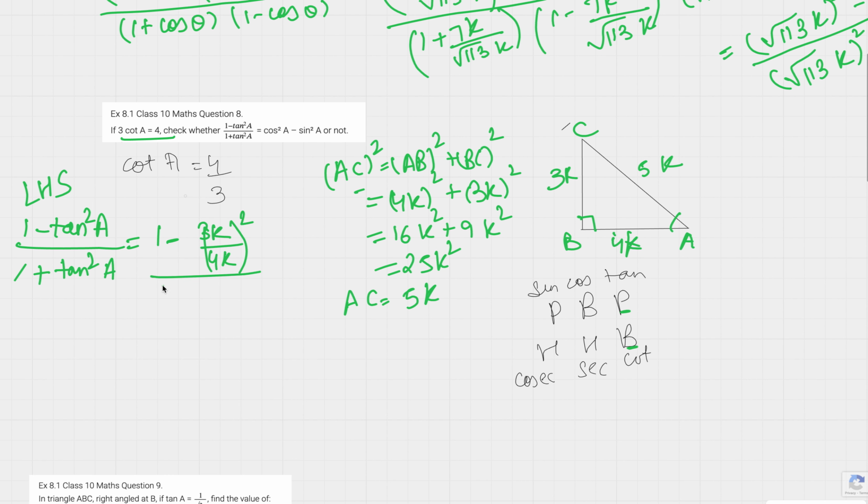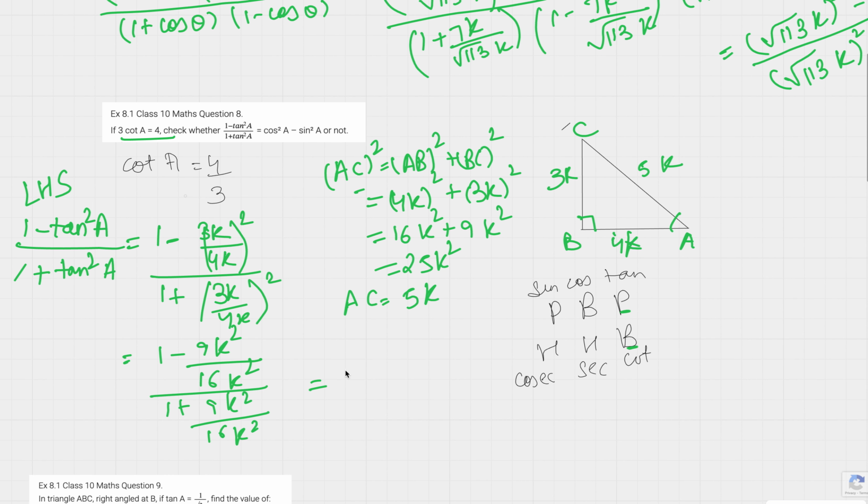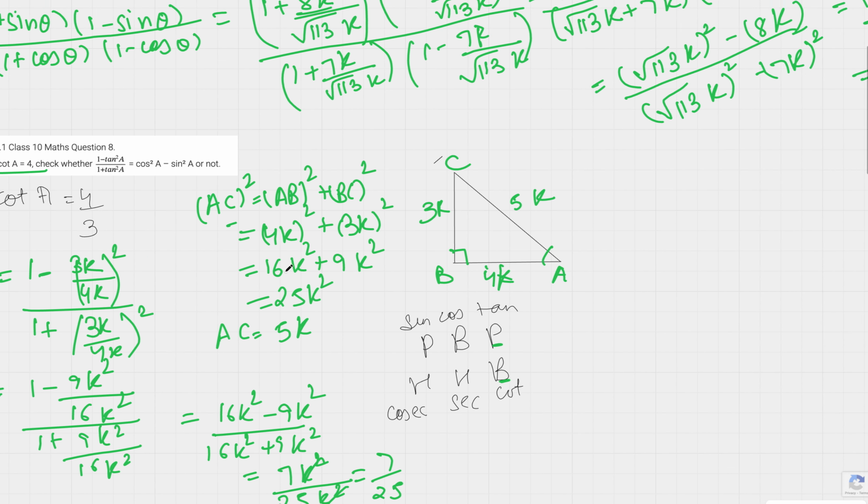Then 1 plus 3k upon 4k, and 1 minus 9k square upon 16k square, which is 1 plus 9k square divided by 16k square. Then it will become 16k square minus 9k square over 16k square. The 16k square cancel. Then 16 minus 9 is 7, and it is, I guess, 25. So it is 7 by 25. So we solve the LHS. Now we will solve the RHS for the same.